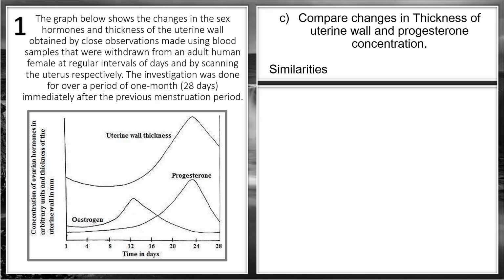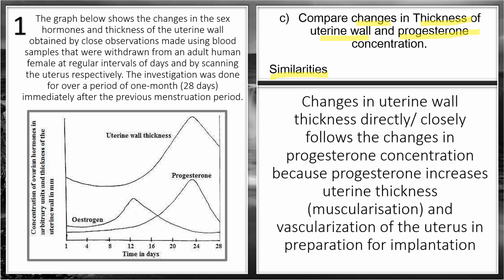Part C. Let's compare the changes in the thickness of the uterine wall and progesterone concentration. We shall start with the similarities. So we can see that the changes in the uterine wall thickness are directly or closely related to the changes of progesterone concentration, because progesterone increases the uterine thickness, that is, the muscularization and vascularization of the uterus in preparation for implantation. So we are looking now at the progesterone.